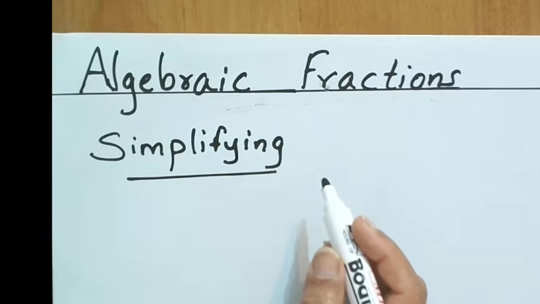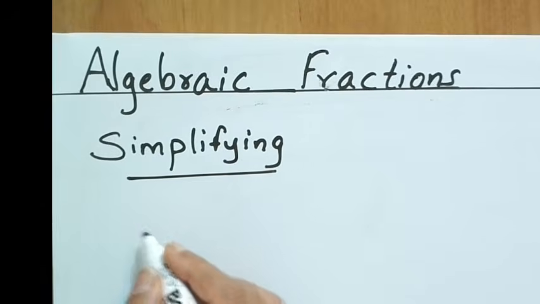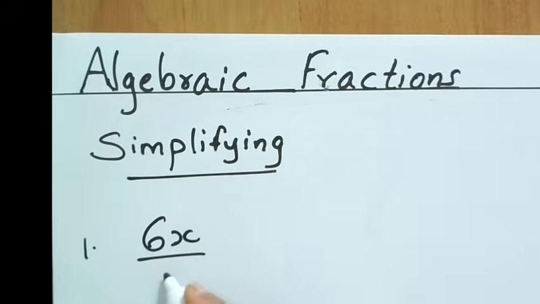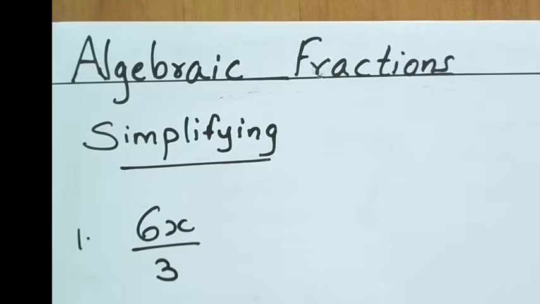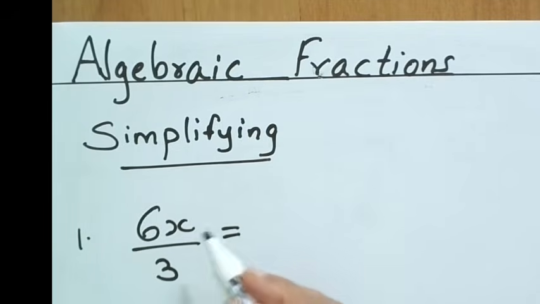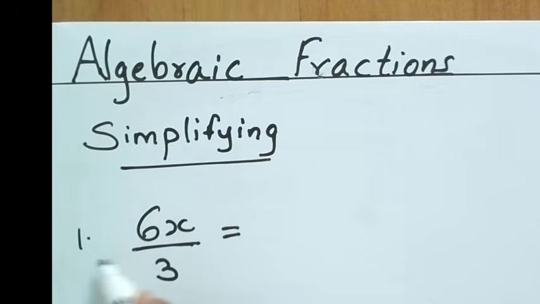So first is simplifying. Now if you see the quotient 6x over 3, when they say simplify it, you need to write the answer. So the rule is you always go with number to number. So you're going to divide number to number. And you know very well now, whenever you see a fraction, it means divide. So you are dividing.